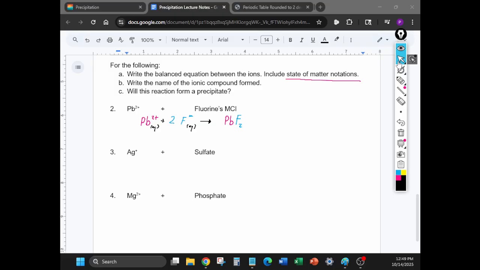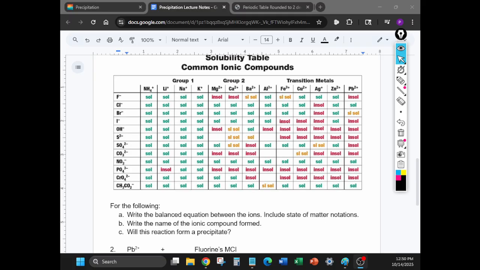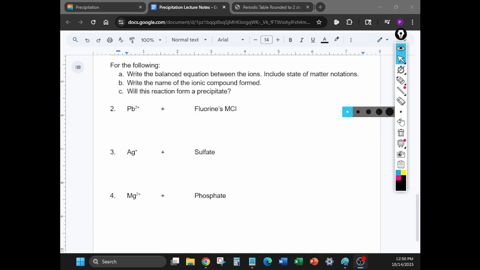All right, let me give you a minute. If you have your solubility table, look at that, and write the state of matter for PbF2. Is it going to be aqueous or is it going to be a solid? Just write it down next to it real quick, and then we'll go over it and move on to the naming. All right, if we look at Pb2+ and F-, we cross-reference them. It's going to be insoluble, so this does not dissolve in water, which means that the state of matter notation for this is going to be a solid. So this is going to form a solid, and that kind of answers part C. Yes, there will be a precipitate.